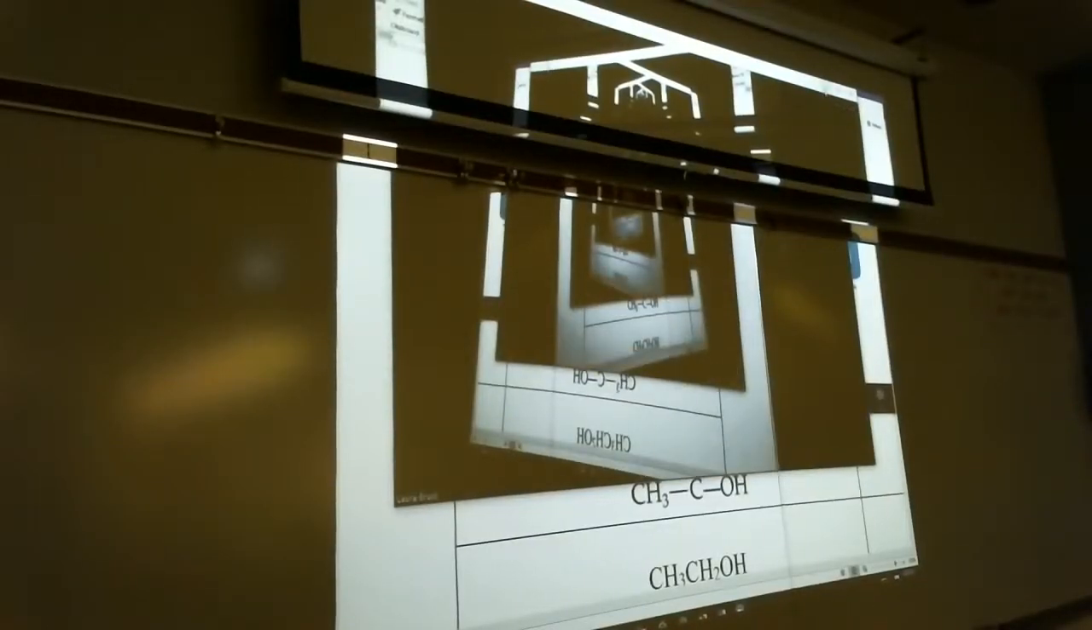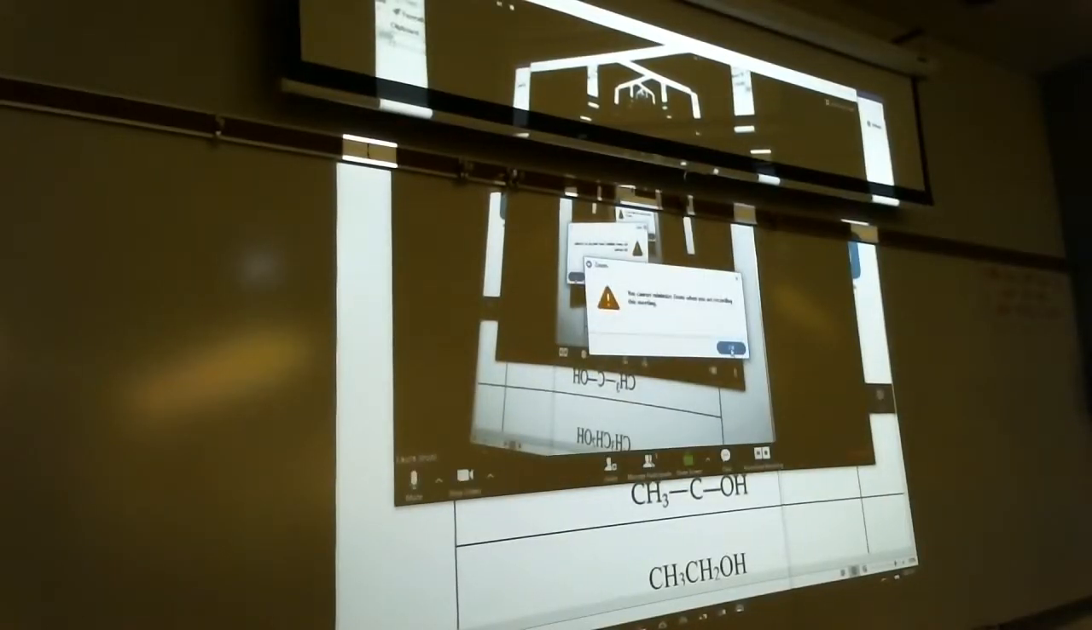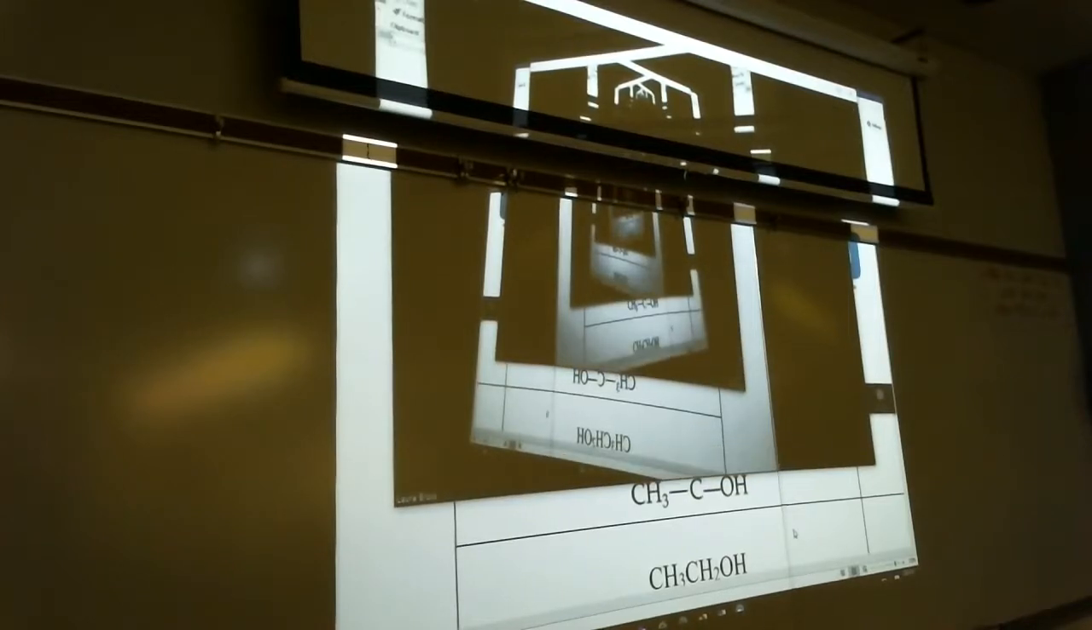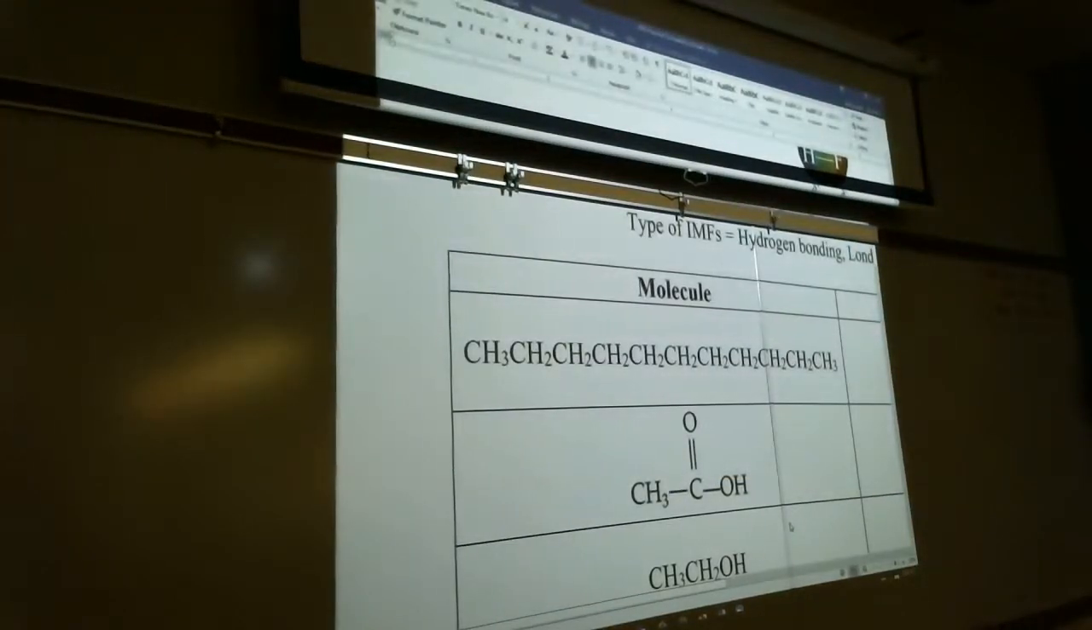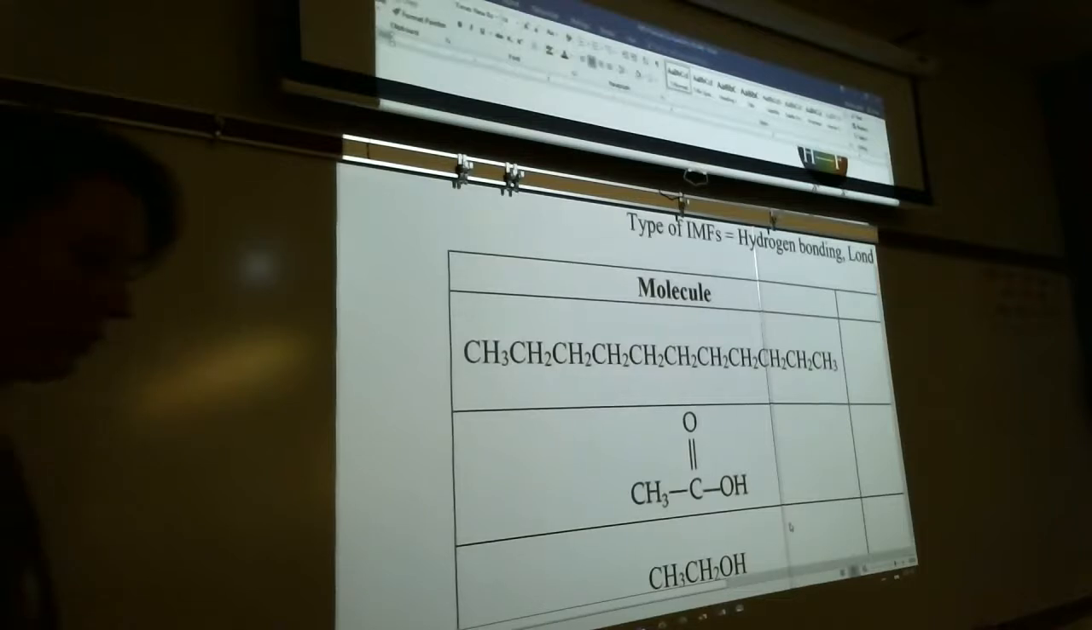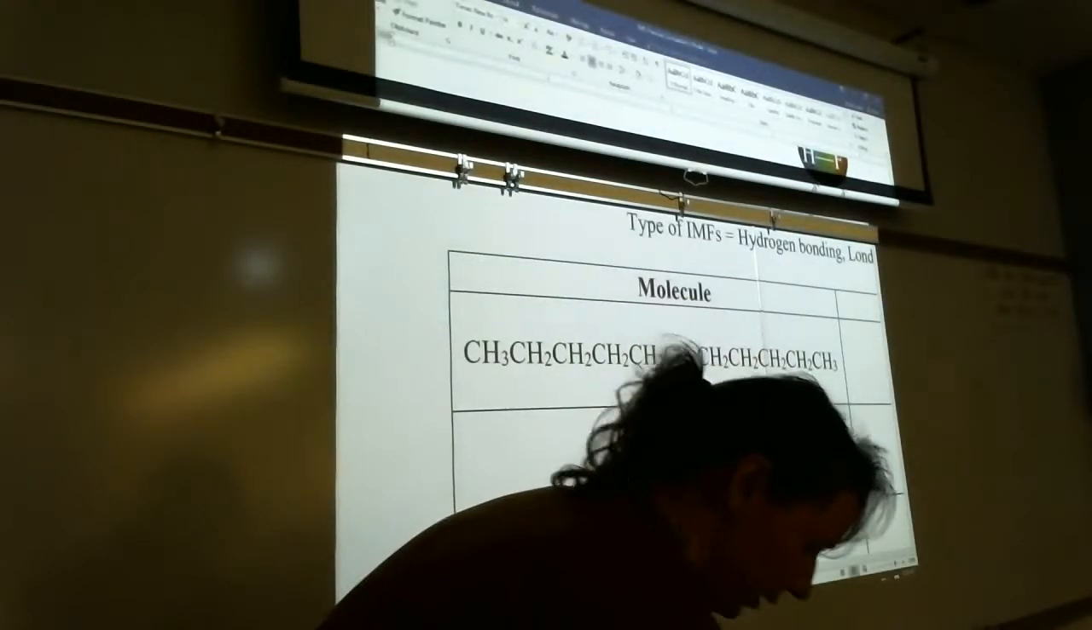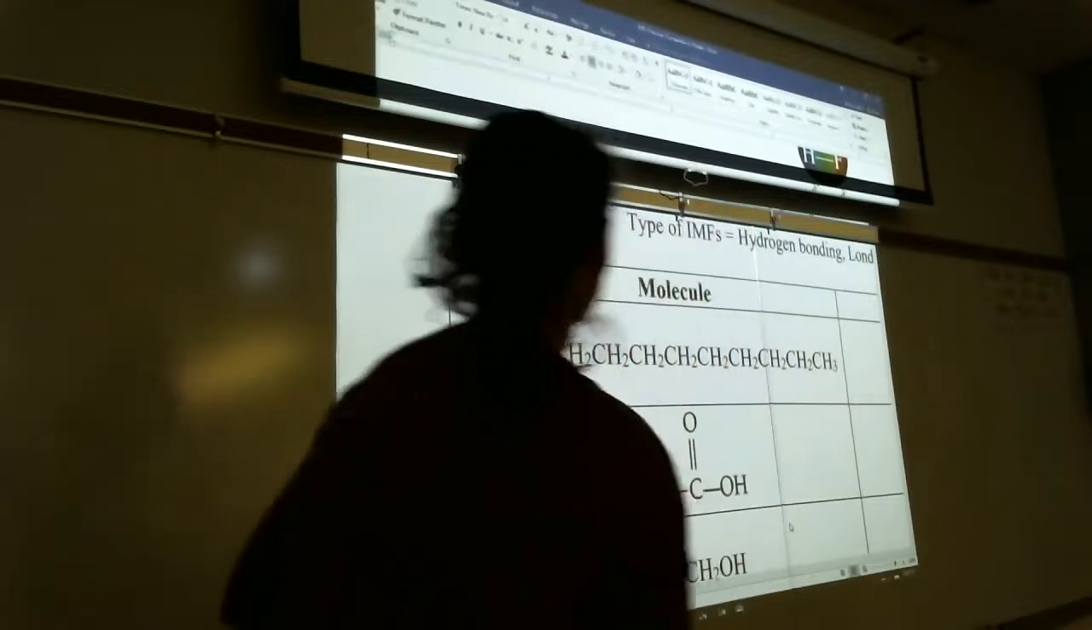All right, so let's go over these problems. Okay. Let's go over these problems. I'm going to try to draw on the board here so we can get good at identifying electron density.